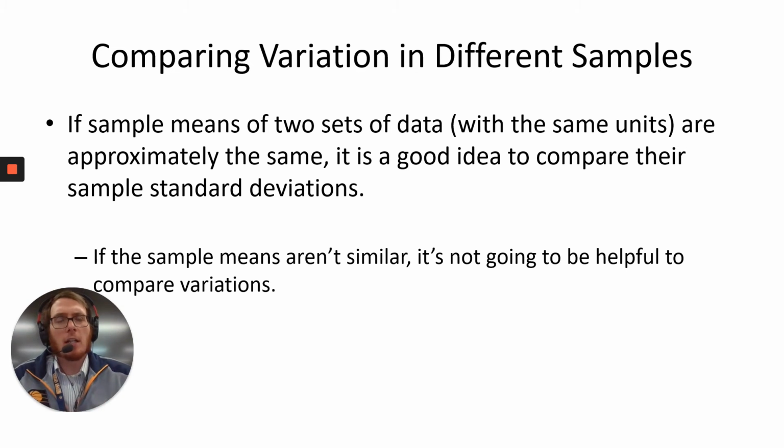If the samples are not close in average, then I really can't compare them. So if one class average has an 80%, the other class is a 60%, it doesn't matter how varied the data is. There's clearly a difference between those two things. And so I really can't compare the variation very well for those two samples.